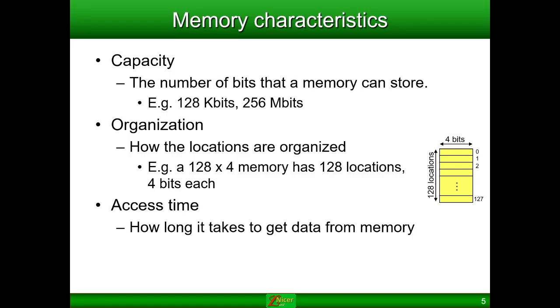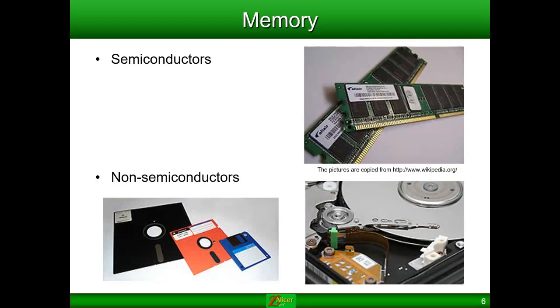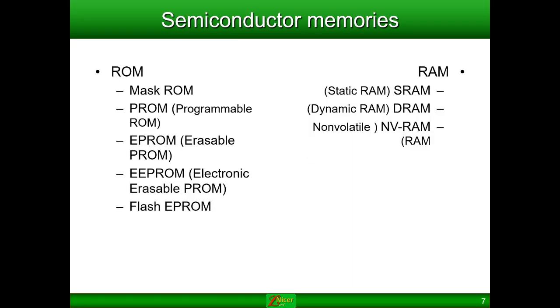Then we have access time. It is how long it takes to get data from that memory. So when of course our processor gives the command to retrieve that memory, it is the time it takes to get that memory. Then we have different types of memory. We have semiconductors and non-semiconductors. Our semiconductor types include RAM, etc., and our non-semiconductor types include floppy disks, etc.